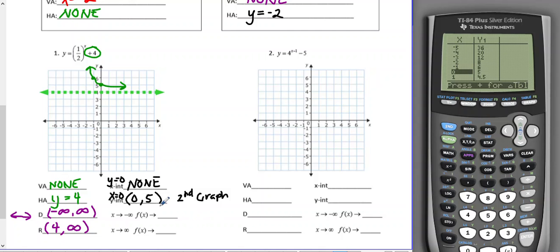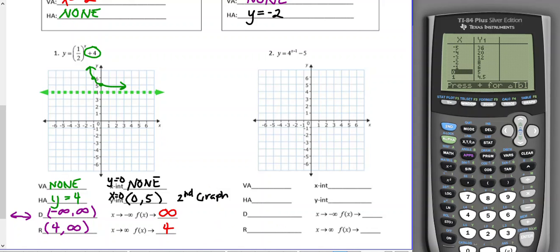Then the end behavior of the graph, so as x approaches -infinity. So as I move down the negative values of x, my graph is going to continue to go up, which is +infinity. As x approaches +infinity, so the positive x values, my graph is going to continue to go towards the asymptote, which is at the number 4.